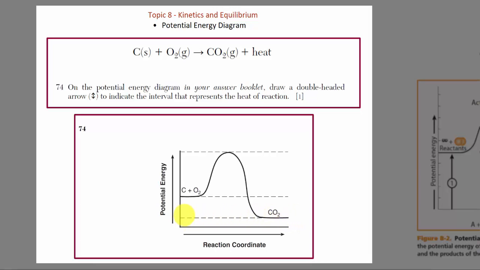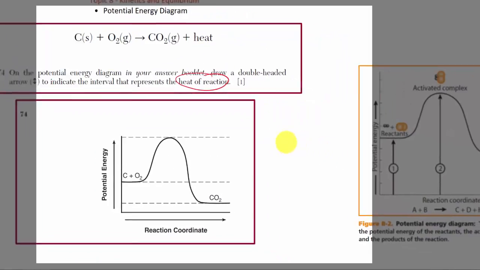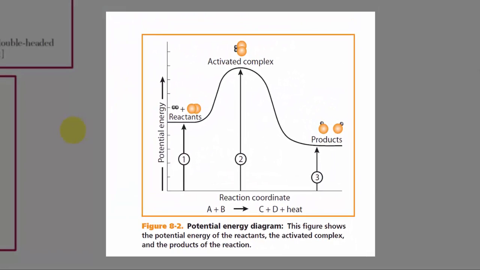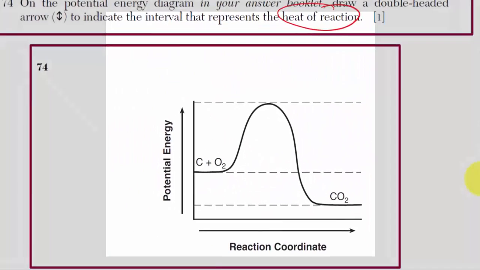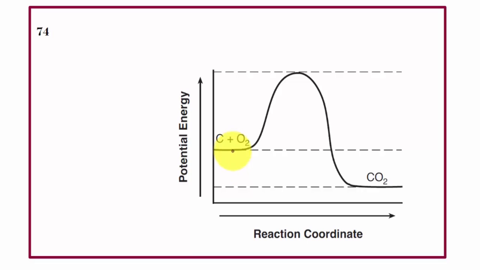Now we have to show the heat of reaction. So we need to know what the heat of reaction is. Just referring to this graphic, this is a potential energy diagram. And the heat of the reaction is the difference between the reactants and the products in a reaction. So it's going to be the distance from where you started to where you ended. Going back to our diagram in the answer booklet, that's the difference between this section of the graph and this section here. So we'll just put arrowheads on that.